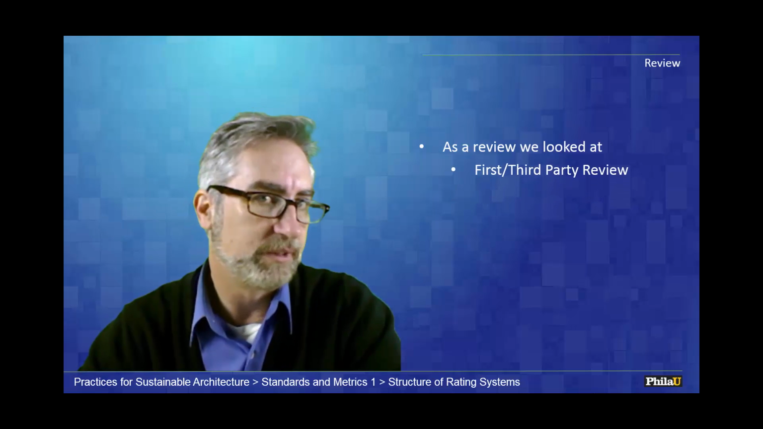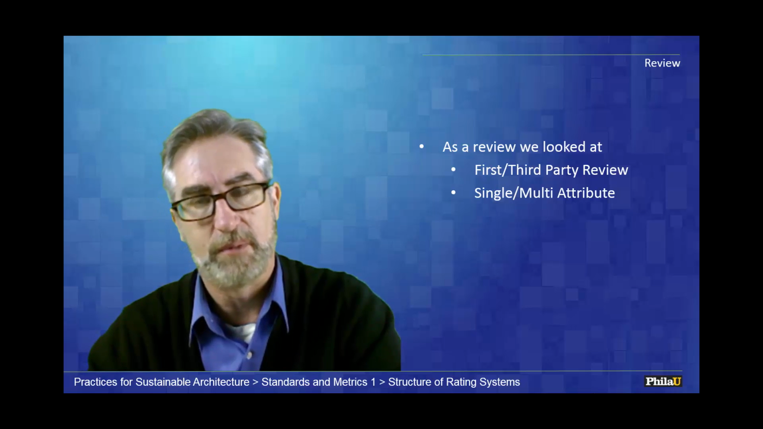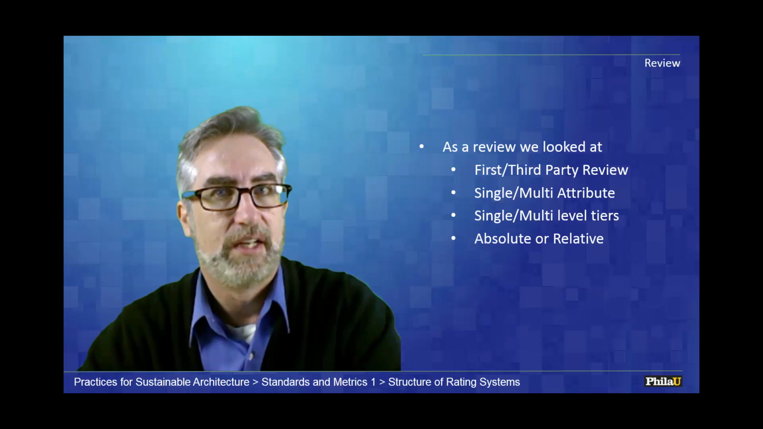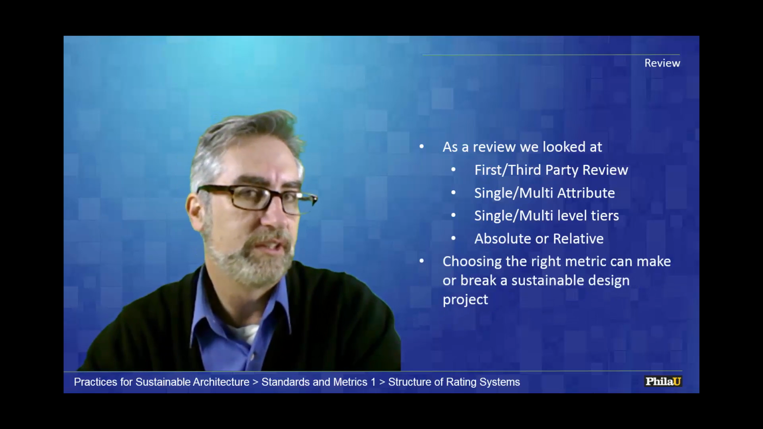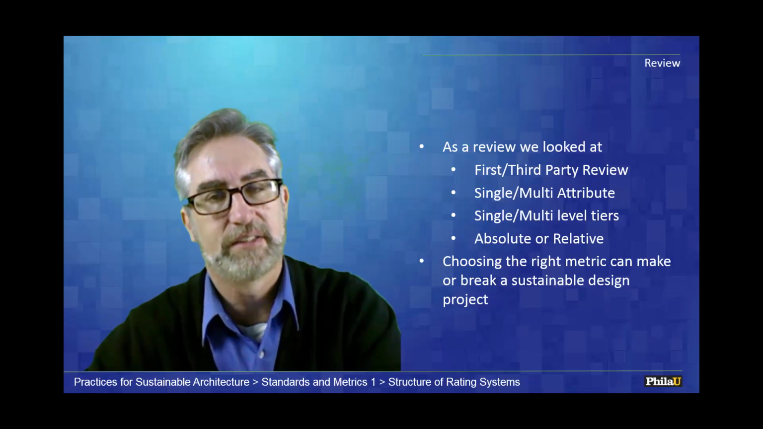And that was a way of reviewing what we looked at. We can think of rating systems as having first or third party review, as having single or multiple attributes, as having single or multi levels, and then we can have absolute or relative systems. Choosing the right metric can make or break a sustainable design project. So this kind of knowledge will help us do that in a very effective way.